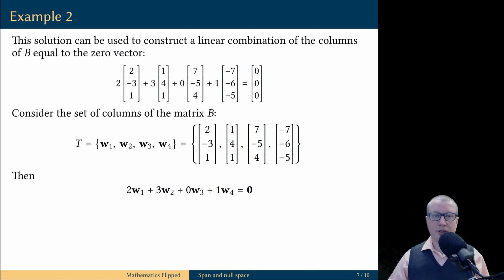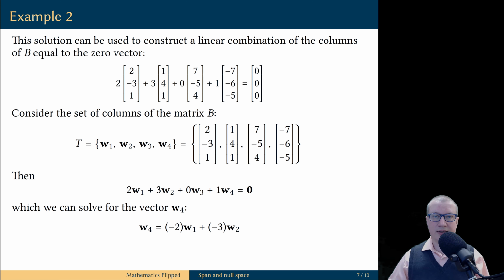Now we are going to use the columns of the matrix B as a set of column vectors, and I will denote these vectors by W1, W2, W3, and W4. We have a set T of 4 column vectors. They come as columns of the given matrix B. Using this notation, we can rewrite the equation at the top of this slide as follows: 2W1 plus 3W2 plus 0W3 plus 1W4 is equal to the zero vector.